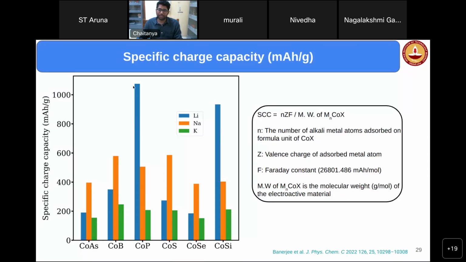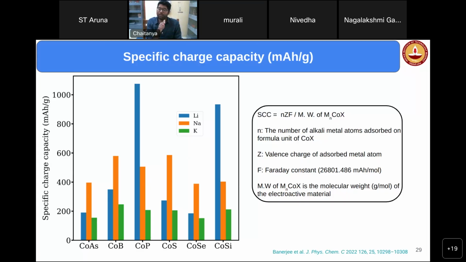what we have observed. For the case of sodium, you can see clearly that the majority of them have 400 or so milliampere hour per gram, and some of the lithium ones have shot up to 1000. So these are very good values for the specific charge capacities.